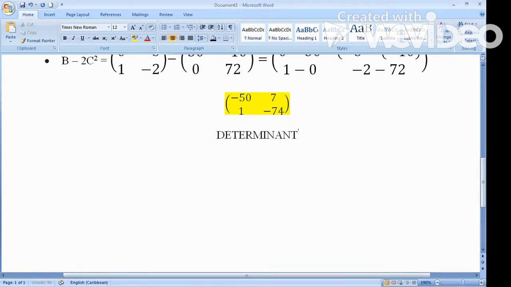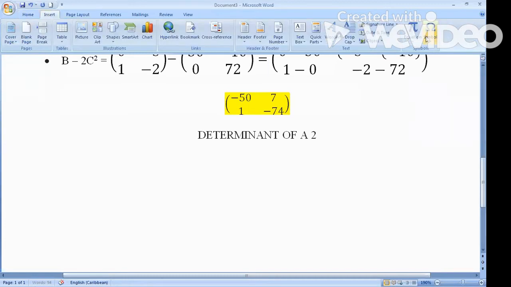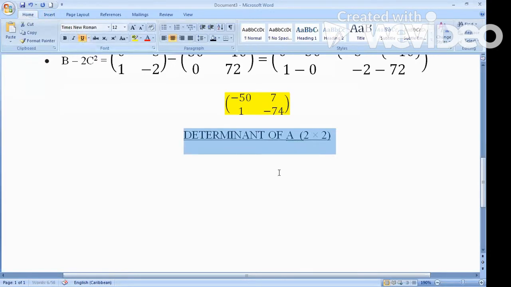All right. So we're going to look at what we call the determinant of a 2 by 2 matrix. In CXC, they specify that it's a 2 by 2. Sir, before you go on, bring down back the screen a little. All right, no problem.